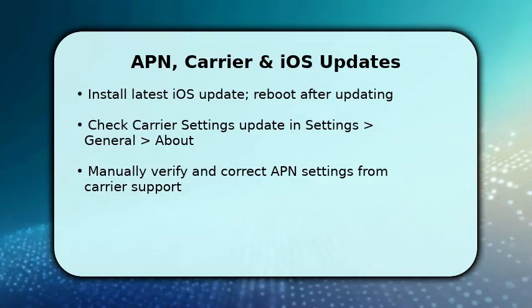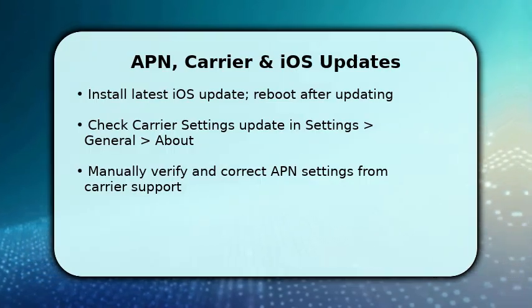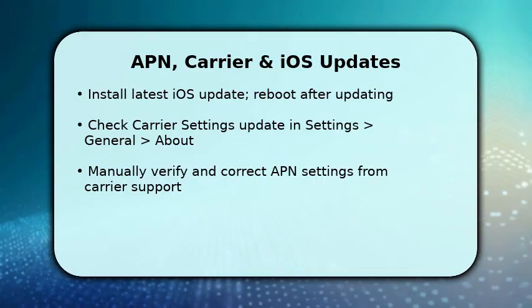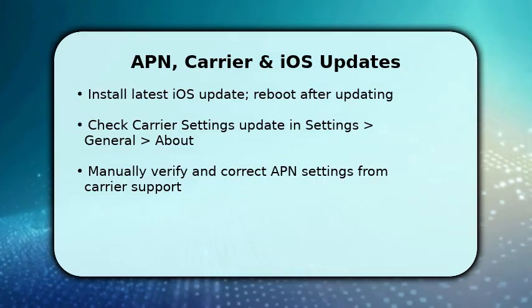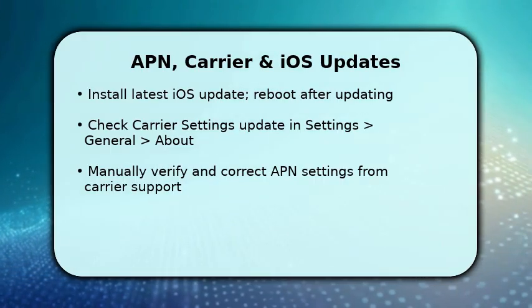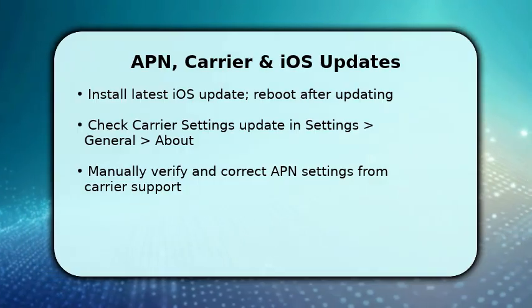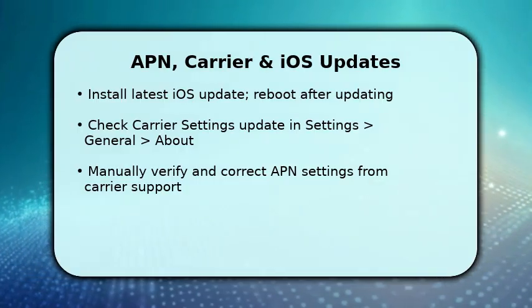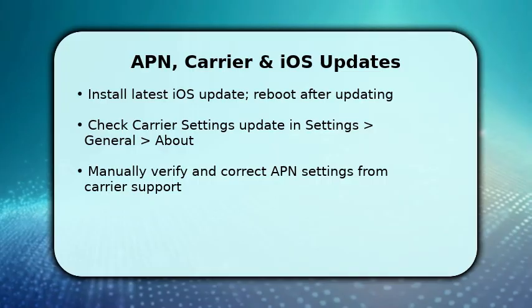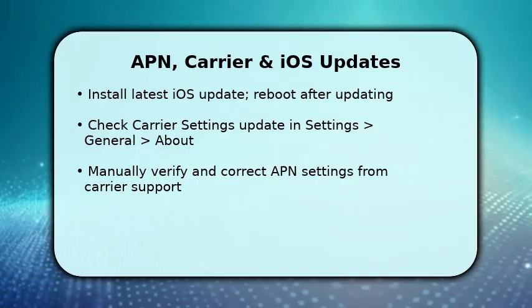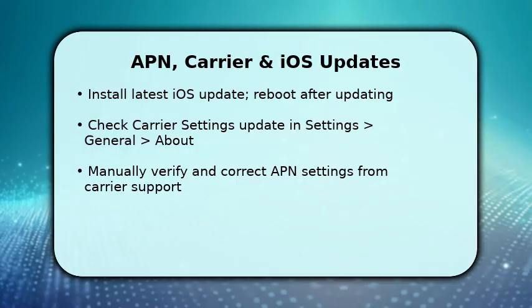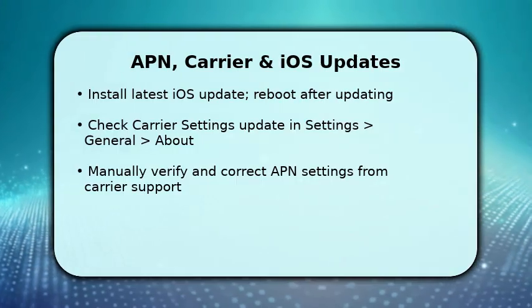Next, open Settings General About and accept any carrier settings update that appears. This updates network parameters and authentication. If issues persist, manually compare APN and MMS settings to the carrier's recommended values and enter them precisely. Incorrect APN entries prevent data registration. Make sure VoLTE or LTE settings are correct.